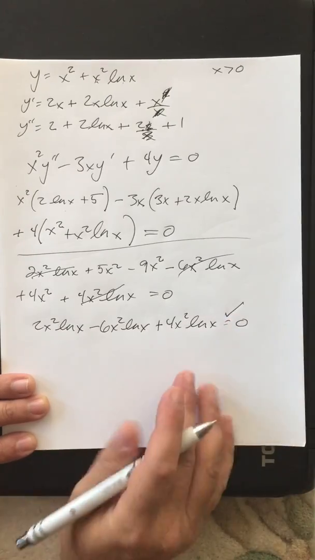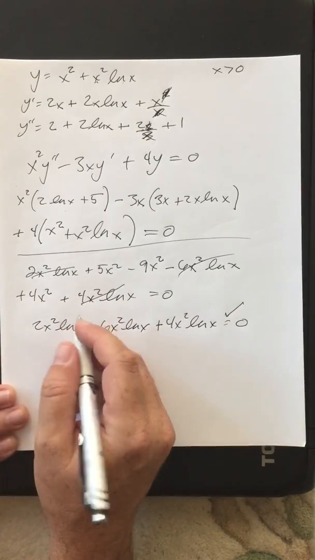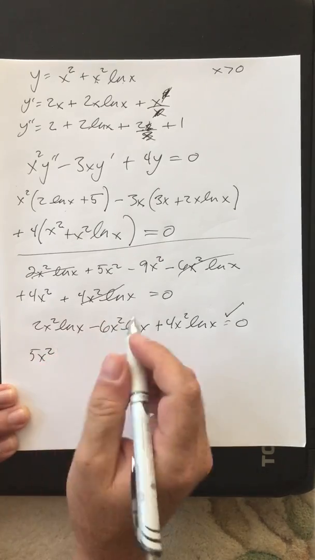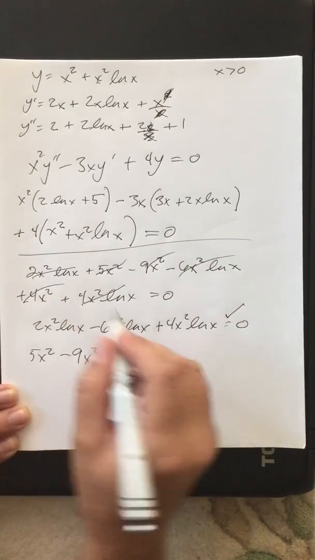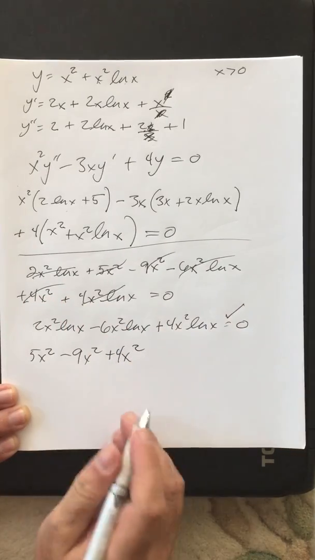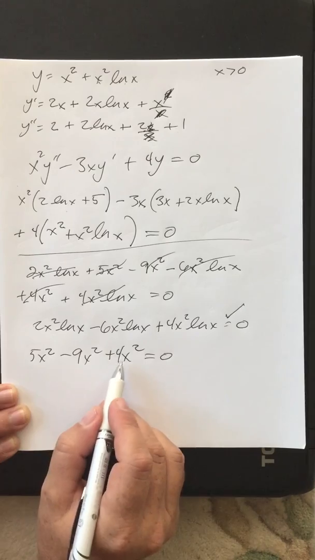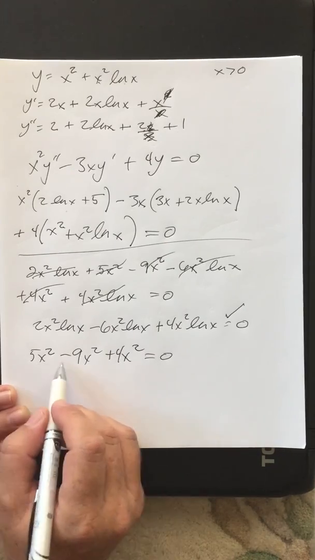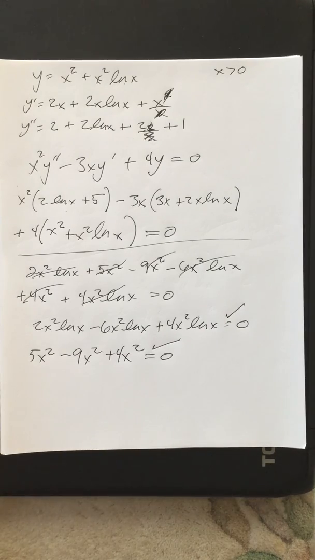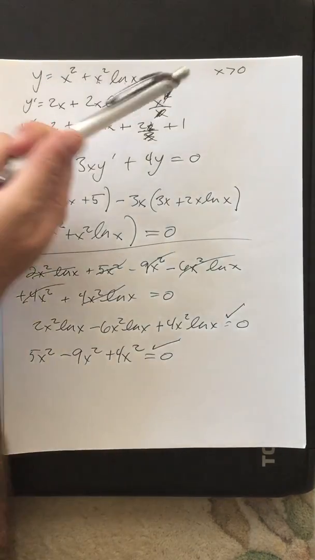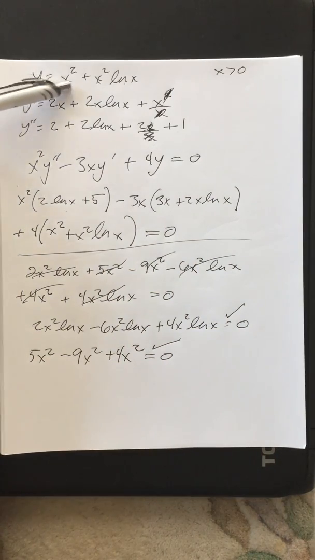So that checks out. What about our other terms we have in here? Well, we've got a 5x squared. We've got a minus 9x squared right here. We got a 4x squared. So does that equal 0? Well, we got 4 plus 5 is 9. 9 minus 9 is 0. So that checks out. So for x greater than 0, y equals x squared plus x squared log x is a solution to this differential equation, which is a second order ordinary differential equation.